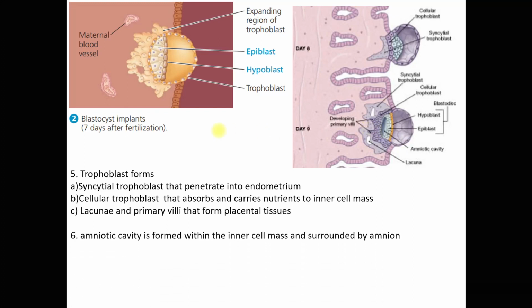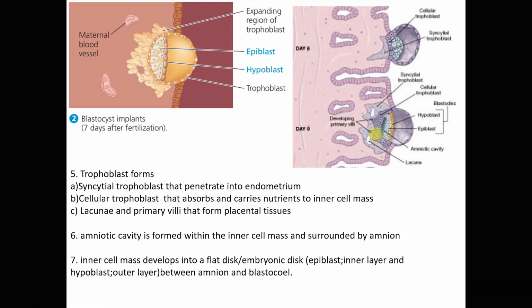Amniotic cavity is formed within the inner cell mass. Okay, you can see here. This is the inner cell mass, and from here the amniotic cavity will form within this inner cell mass. This is the amniotic cavity, and it is surrounded by the amnion. This is the amnion. Inside this amnion is the amniotic cavity.